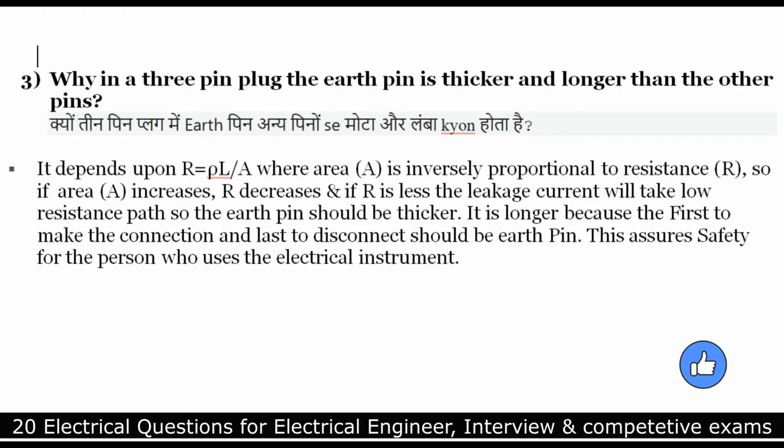Number 3. Why in a 3-pin plug is the earth pin thicker and longer than the other pins?